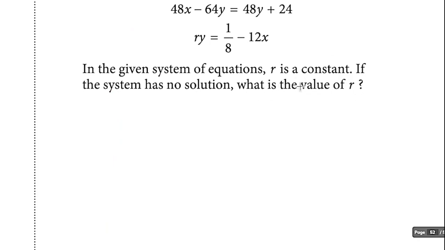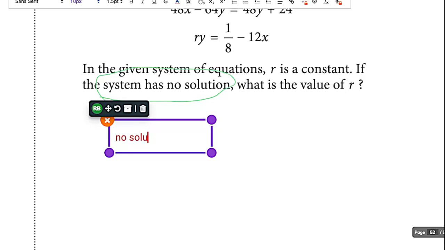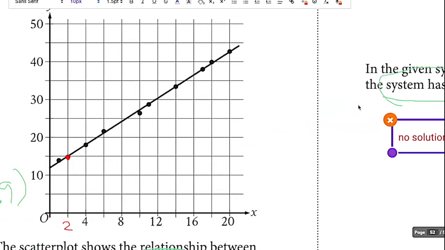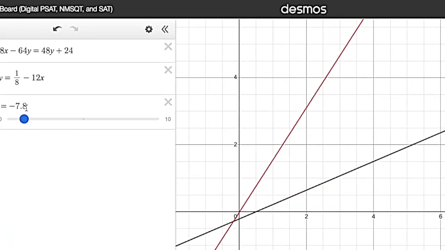Well, it says the system has no solution. If you don't know this already, no solution means same slope, because it means they will never, ever touch. The only way that's going to happen is if they have a different y-intercept and the same slope. So I'm just going to go to Desmos and I'm going to mess with r until they have the same slope.